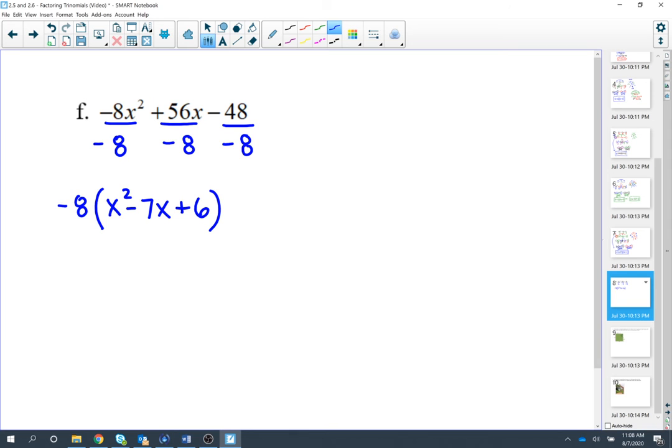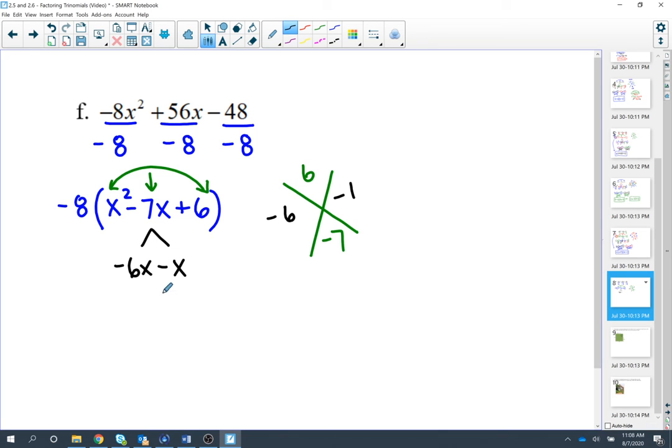Now that we did step 1, our leading coefficient is now positive. We're going to multiply the first and the last. So 6 times 1 is 6. Add to the middle, negative 7. Multiply to 6. 6 times 1, and actually this looks really familiar. Negative 6 times negative 1 is still 6, and negative 6 plus negative 1 is negative 7. So we're going to rewrite negative 6x, negative 1x, which adds to negative 7x.